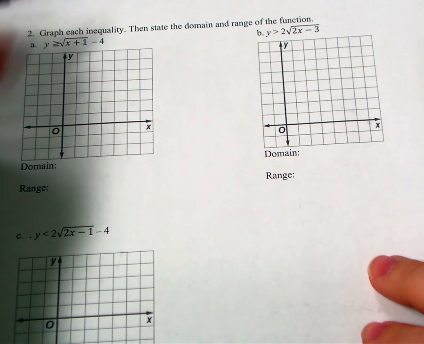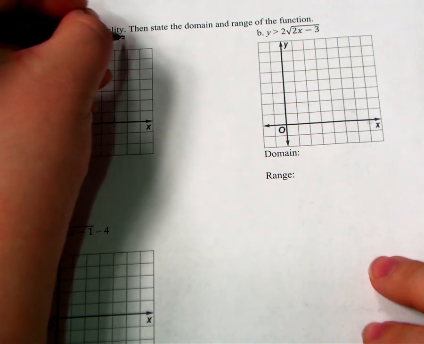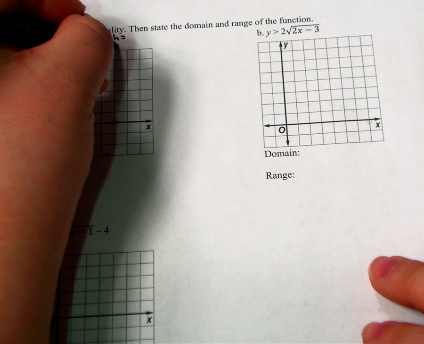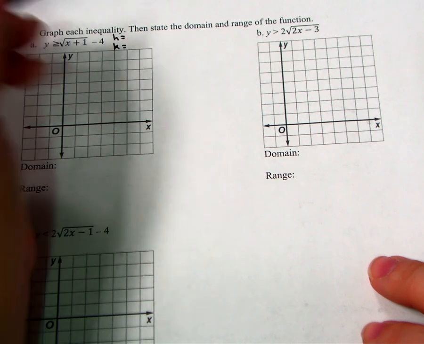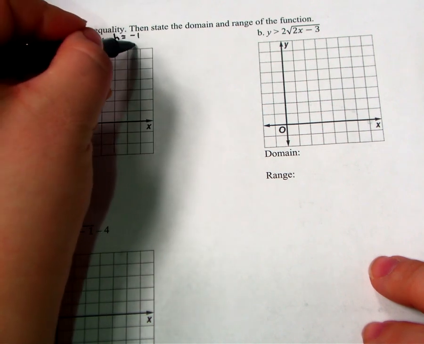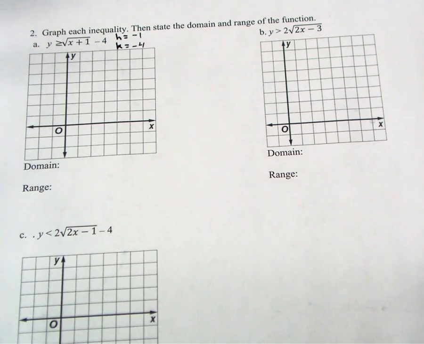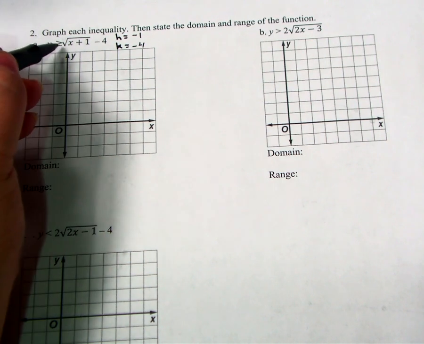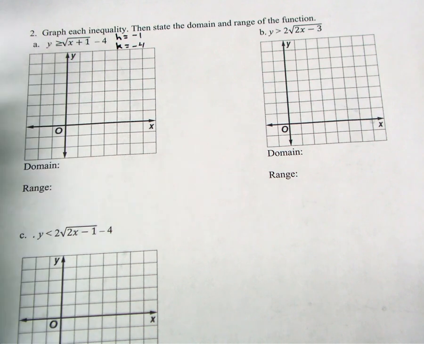So in this case, H is -1. And K is -4. Now before I go and plot this, take a look at the equation. The inequality has an equal to sign. That indicates I'm going to use a closed dot for my start position.